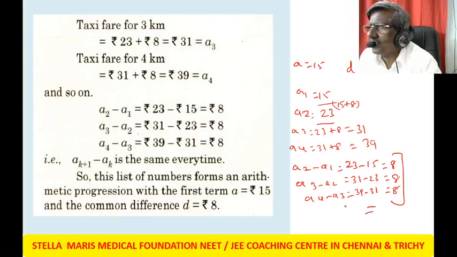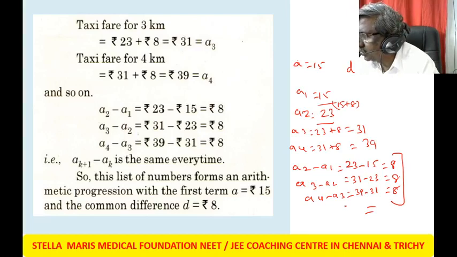Only thing, for the first kilometer 8, for the second kilometer 12. Likewise, if the difference is not constant, then it will not be an AP. An arithmetic progression will be like this: the difference should not change, the difference should be the same, and it should be added in a straight way. That's called an arithmetic progression.